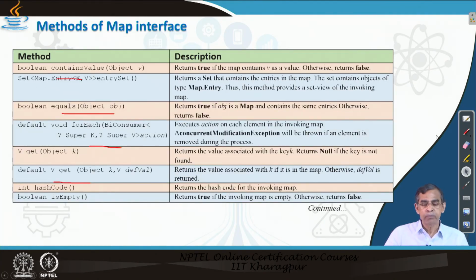There are a few more methods also defined there. Here I have also included contains value. It is basically whether a particular object is present in the table or not. Equals checks whether two objects are the same or not. For each is basically for the traversals. Here get is very important. Get means you have to access an element.